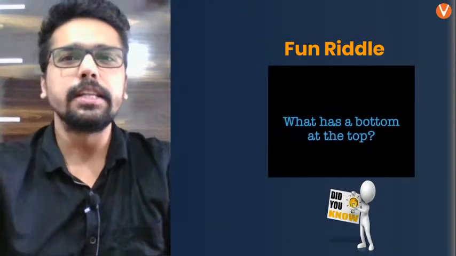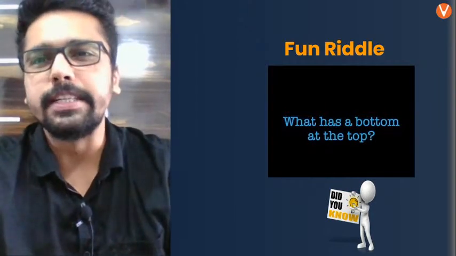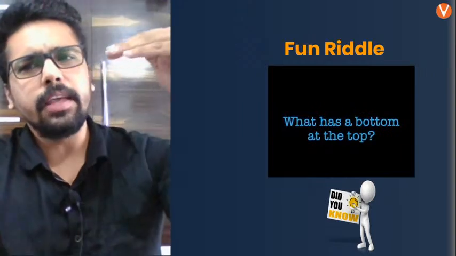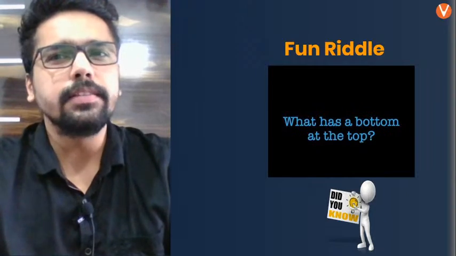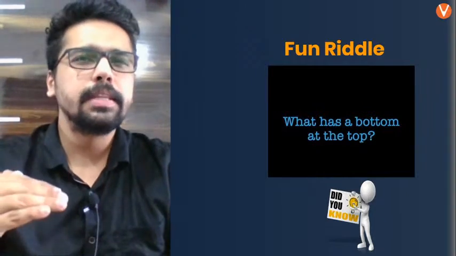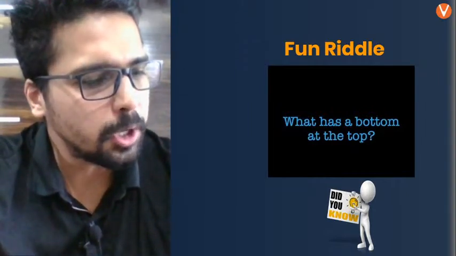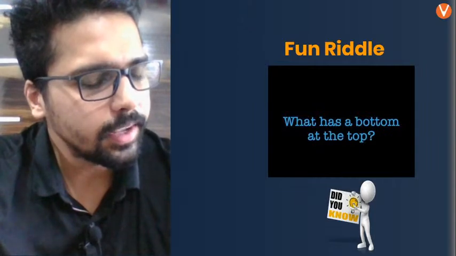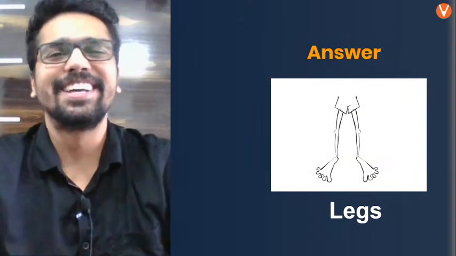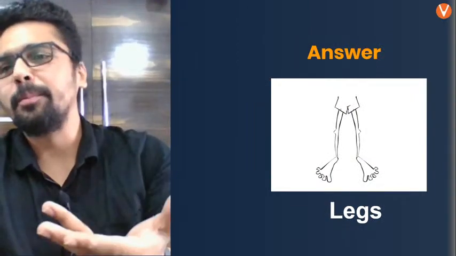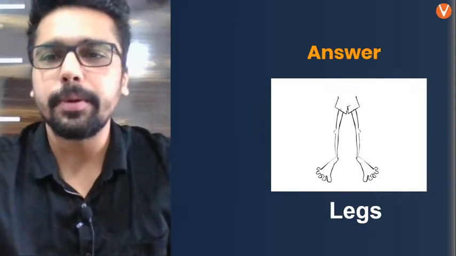Perfect. So look at this here. We have this fun riddle before we begin the topic. Can you guess this thing? There is something that has a bottom at the top. Bottom at the top. You know what? It is legs. You see, of course, legs, they have a bottom at the top. The bottom of the legs, they're at the bottom, but they have the bottom at the top.